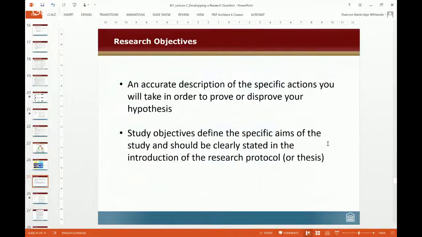So regardless of whether you have a hypothesis or not, but certainly 100% if you have a hypothesis, you need to identify what your research objectives are. So these are very specific and accurate descriptions of the actions you're going to take to prove or disprove your hypothesis, or in the case of qualitative research, to develop the theory that you're working towards. The study objectives are going to define exactly what it is you're going to do during the study, and they should be stated in the introduction of your proposal or of your thesis proposal as well.